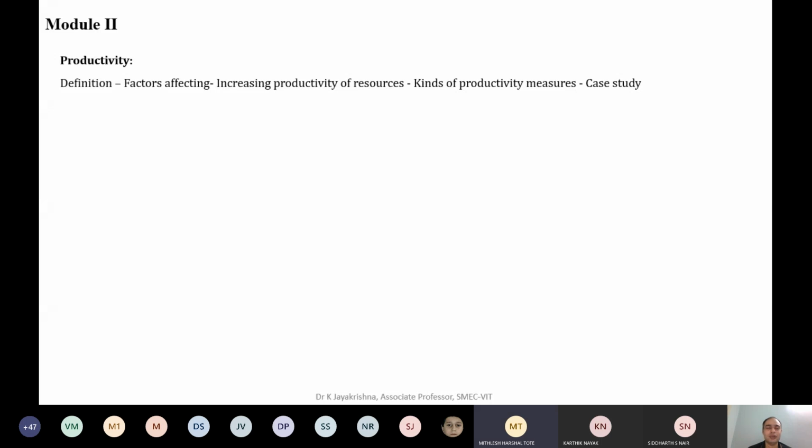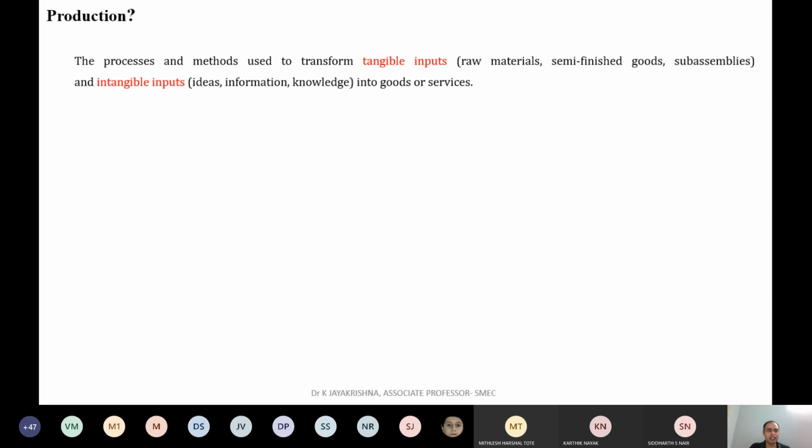Okay, that's what we are going to discuss in the next 10 minutes. Production is the process and methods used to transform tangible inputs, that is raw materials, semi-finished goods, and sub-assemblies, and intangible inputs into goods and services. The input can be both tangible and intangible: ideas, information, knowledge in the case of a software industry. In a product-oriented industry, it's raw materials, semi-finished goods, and sub-assemblies into goods or services. It's going to be product based or service based.